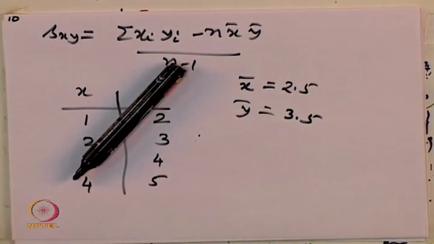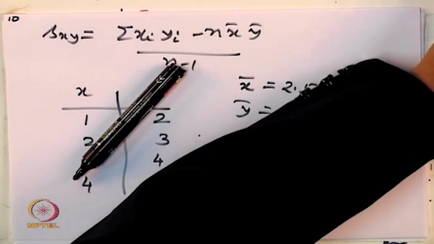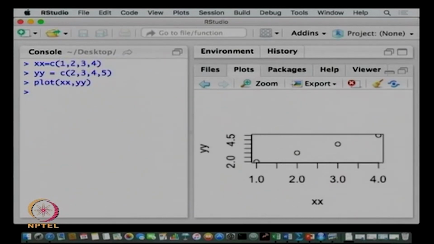So, let us open RStudio and let me enter xx is equal to c of 1 2 3 4. Okay. yy is equal to c of 2 3 4 5. Okay. I can plot xx comma yy, and this is how my plot looks. You can clearly see that there is a very linear correlation between xx and yy.